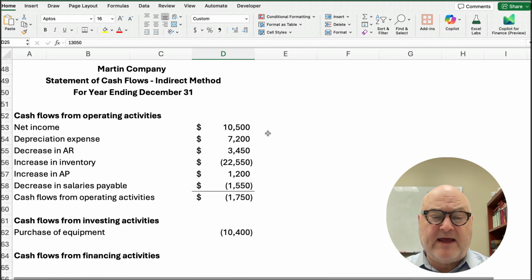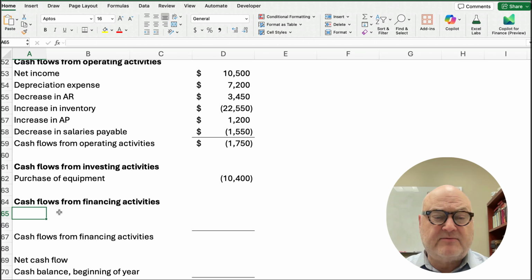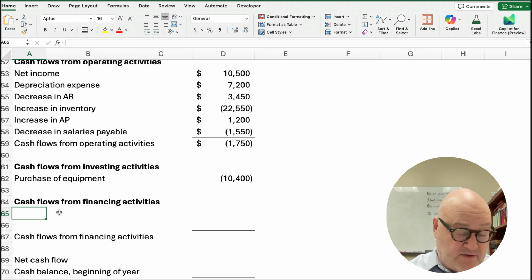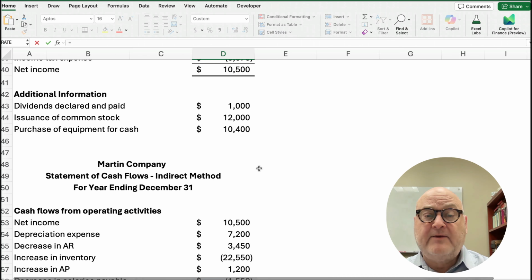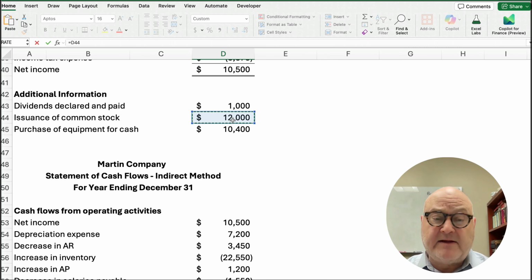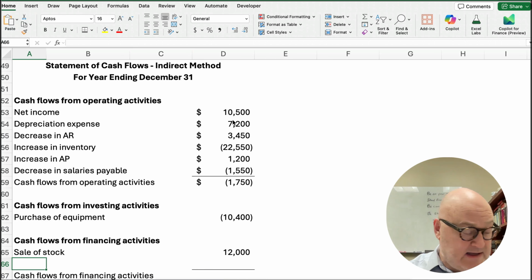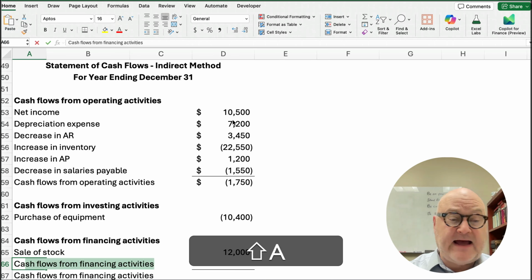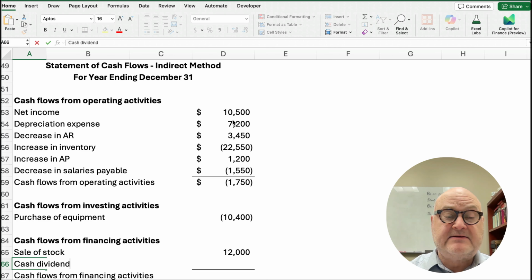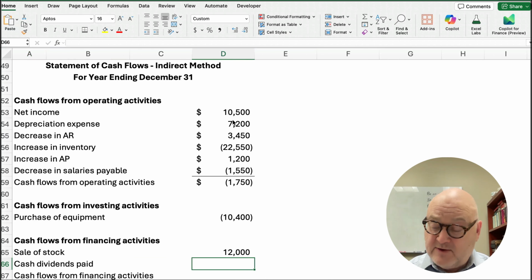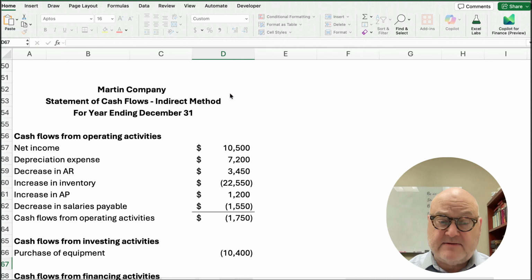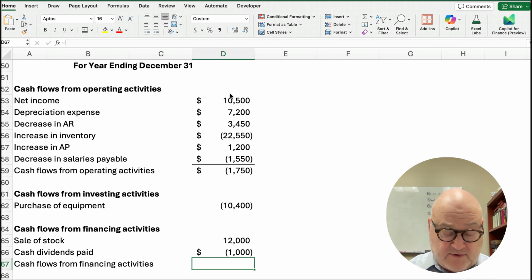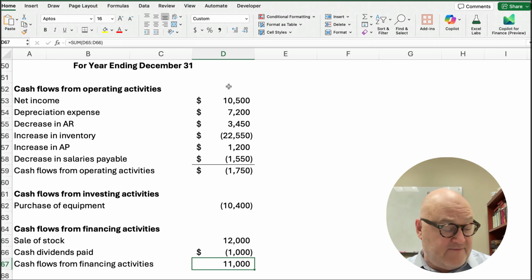All right, so let's look at what we have for the cash flows from financing activities. We have two things. We have a sale of stock, and that's going to increase our cash, okay? And we saw that was 12,000 on the balance sheet, okay? So that's sale of stock. And then we have cash dividends paid. And you know that's going to decrease our cash, right? Paid. And so that's $1,000. So then our cash flows from financing activities is 11,000.